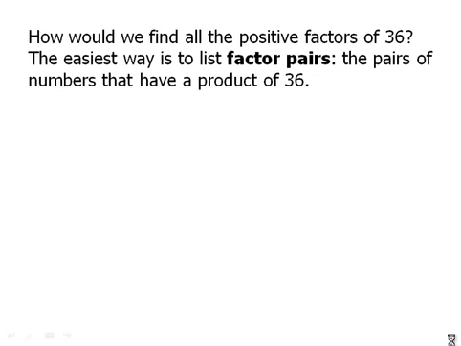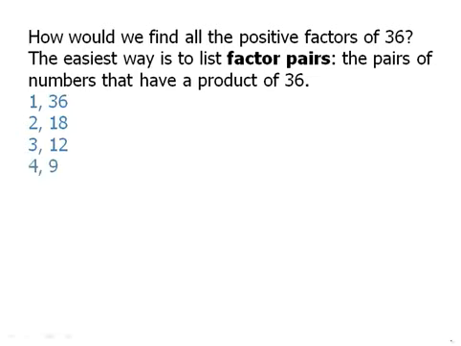So the first pair I'm going to list is 1 and 36. Those are clearly two factors. 1 is a factor of every number. 36 has to be a factor of itself. Well, 2 goes into 36, so that would be 2 times 18. That gives me 2 more factors. 3 goes into 36. That would give me 3 times 12. 4 goes into 36. That would be 4 times 9.